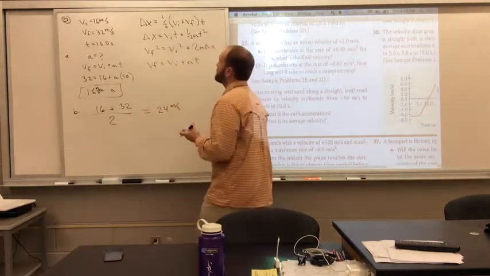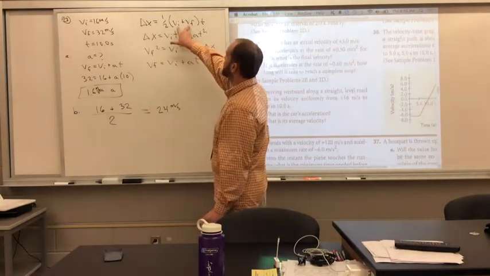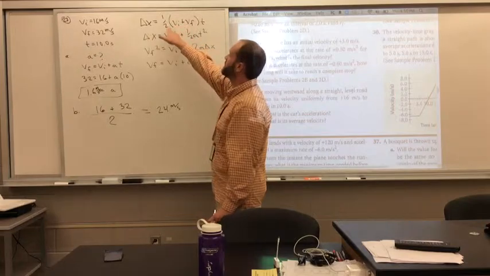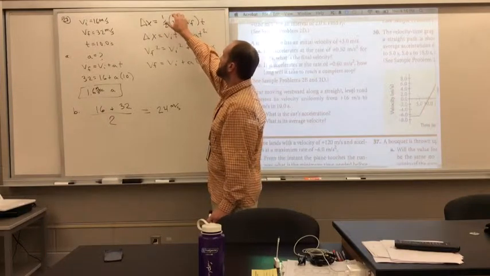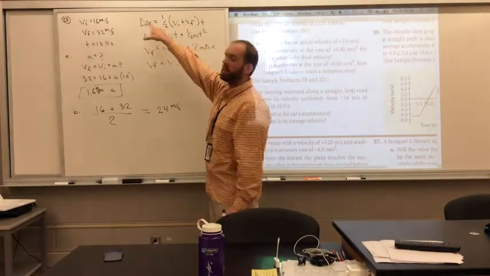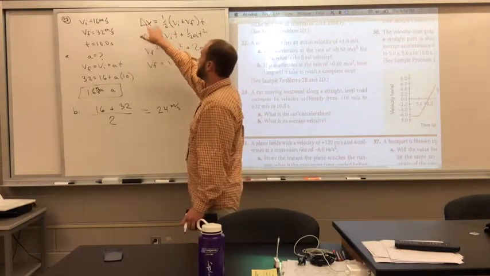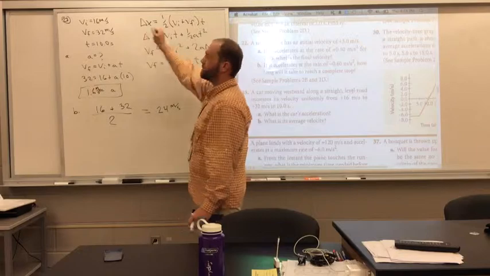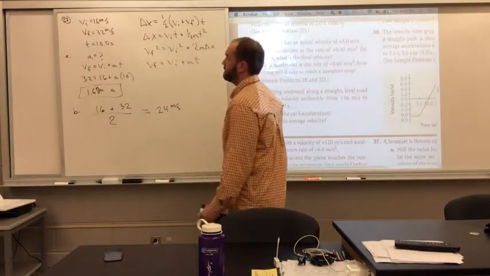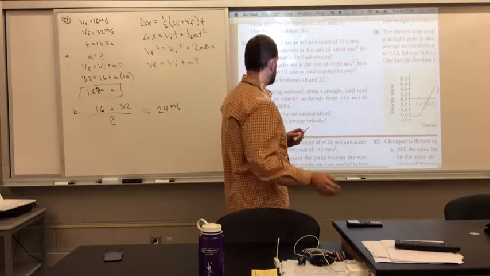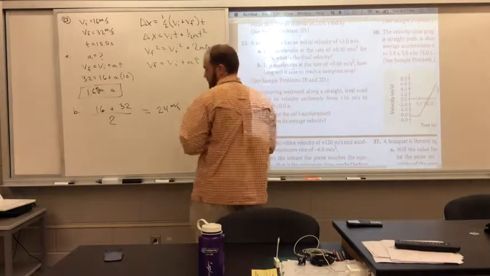A fun thing about this: you notice that this equation is initial velocity plus final velocity divided in half, so that's the average velocity times time. This kinematic equation actually comes from the fact that your average velocity times time will tell you how far you went. Just a neat thing to say. All right, 24.